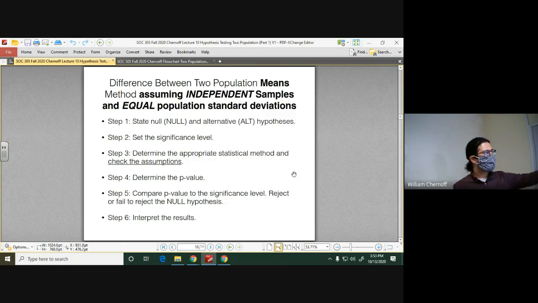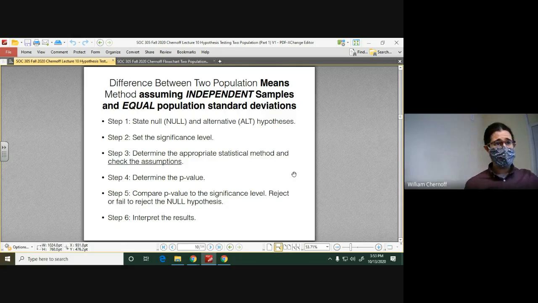Now, when it comes to using this method, we're going to use the same 6 steps that we talked about with the 2 previous methods. So everything that's on this slide, we've already seen before. Well, except for the title. So if you wanted to do, say, a difference between 2 population means method, assuming independent samples and equal population standard deviations, and we go through these 6 steps.